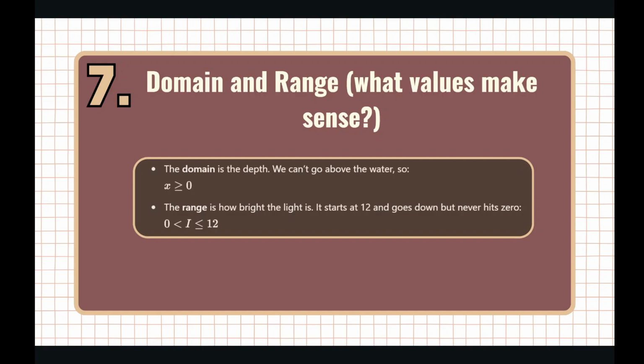It starts at 12 at the surface and goes down but never hits zero, because energy is never lost and light is a form of energy. So light would never be lost. Basically, zero is our horizontal asymptote for this, since light could never reach the point zero.